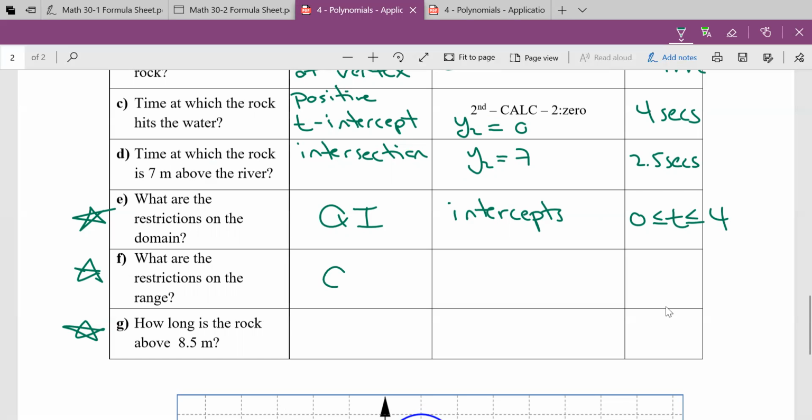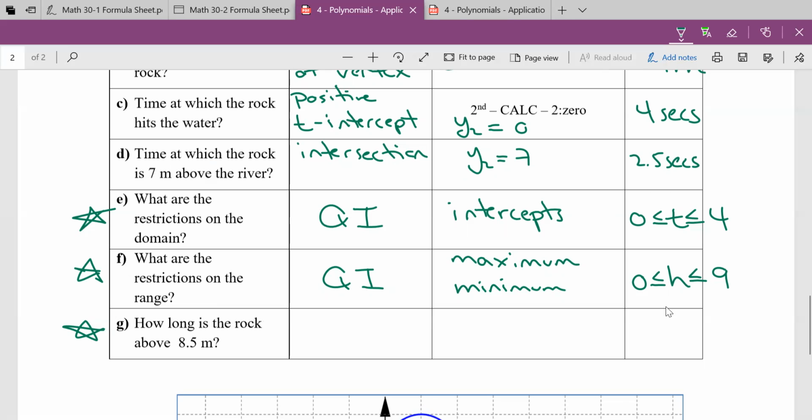What about the range? Well, it's the same idea. I'm looking at Q1. This time, though, I'm considering the maximum value. And when do I hit the water? Maybe I could call that a minimum, right? It's the minimum height that I have. Well, my minimum height is 0, and my max height, we said, was 9. So when we start talking about domain and range on applications, you have to think about what makes sense for the question.